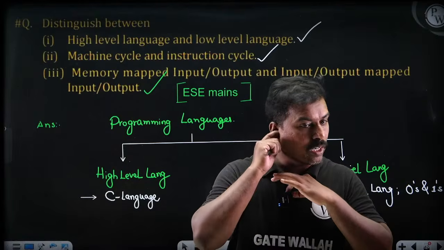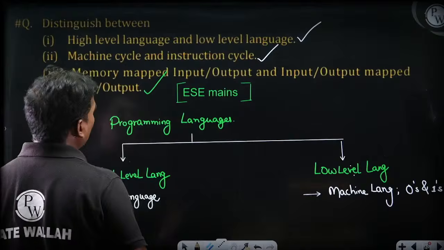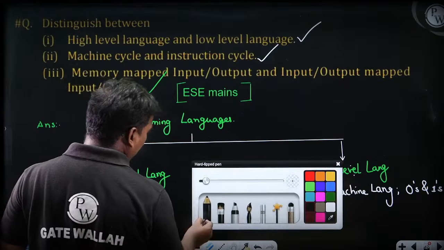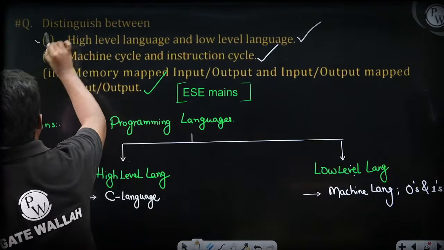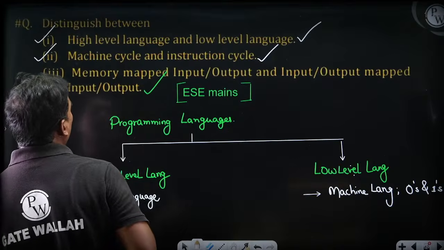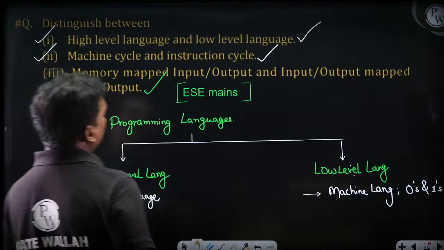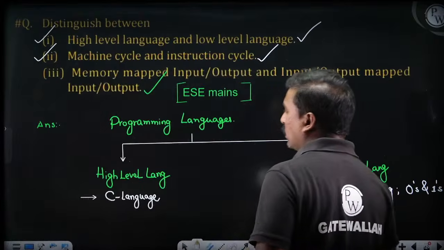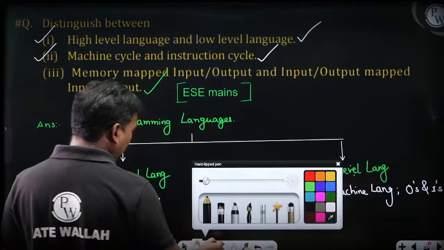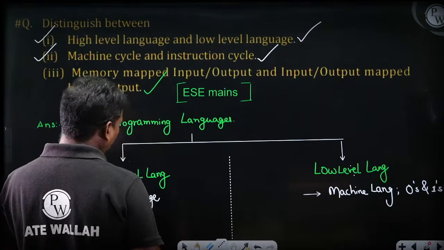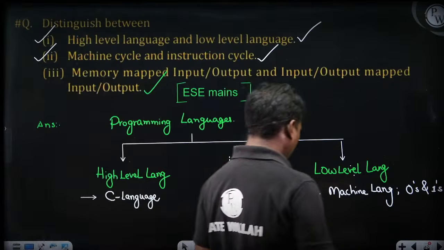In this question, they're asking to distinguish between high level language and low level language, machine cycle and instruction cycle, memory mapped IO and IO mapped IO, all those things. So now let us go for the programming languages, high level language and low level language.